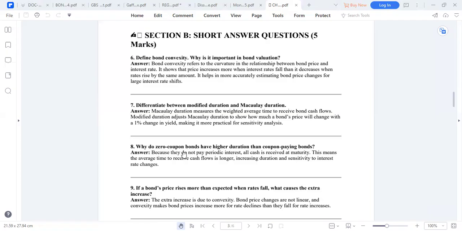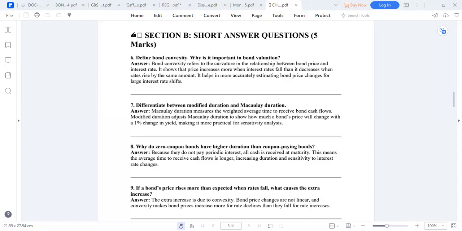Then question number 7 reads, differentiate between the modified duration and the Macaulay duration. Okay, the relationship between the two is in definition. Macaulay is simply the weighted time to receive the cash flows, whereas the modified duration measures the sensitivity of the price to interest rate changes. The unit that Macaulay duration has is years, whereas the modified duration is a percentage, a 1% change.